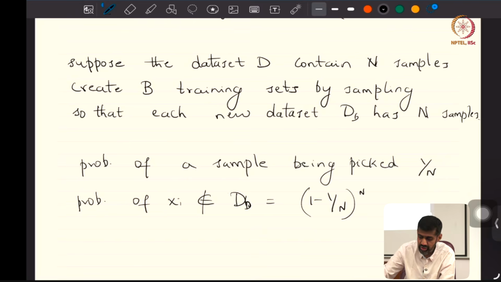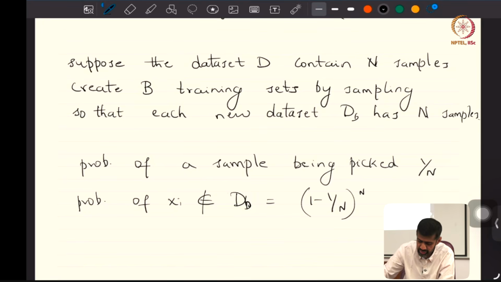Now Db has exactly n samples, since you are doing sampling with replacement. If the whole data set itself has n examples, then creating a subset of n examples without replacement doesn't make sense; it is just a replication of the same thing, unless the order matters. Why? There can be duplicates, no? When you are doing sampling with replacement, of course there will be duplicates. So that is why the probability of a particular sample not being a part of an entire data set is (1 minus 1 over n) raised to n.